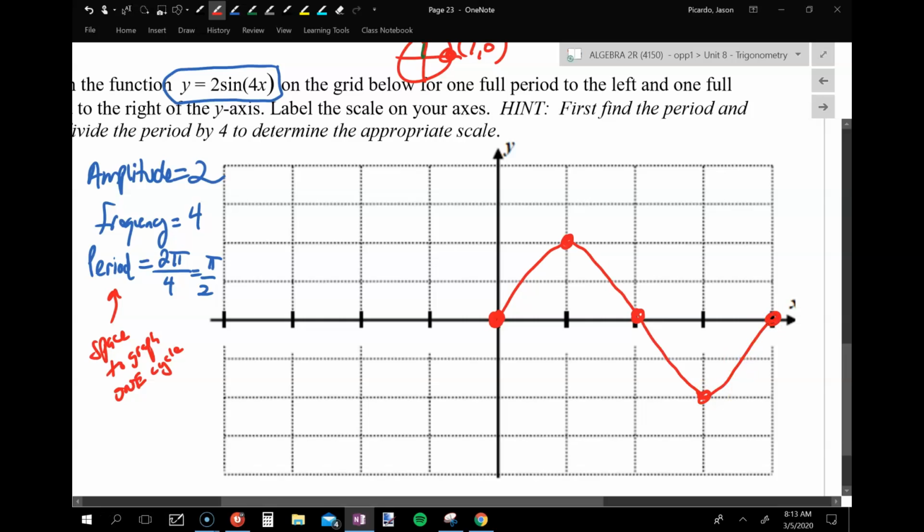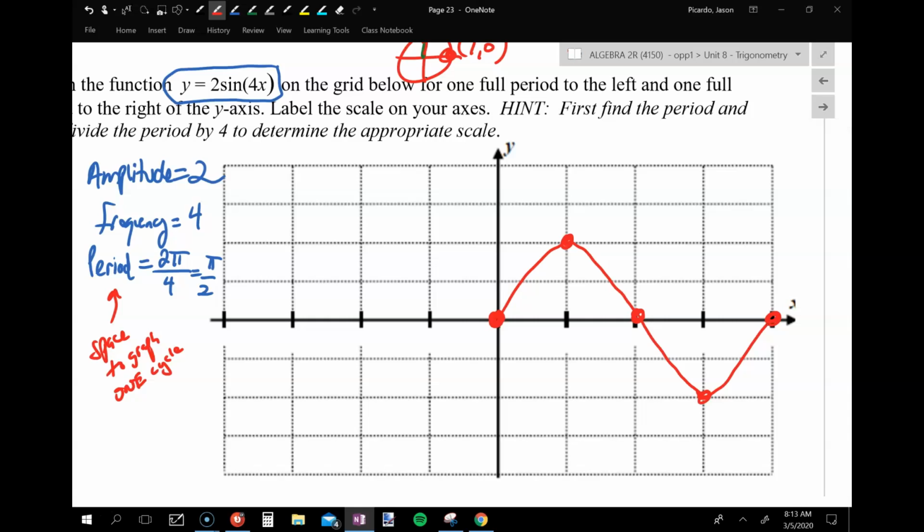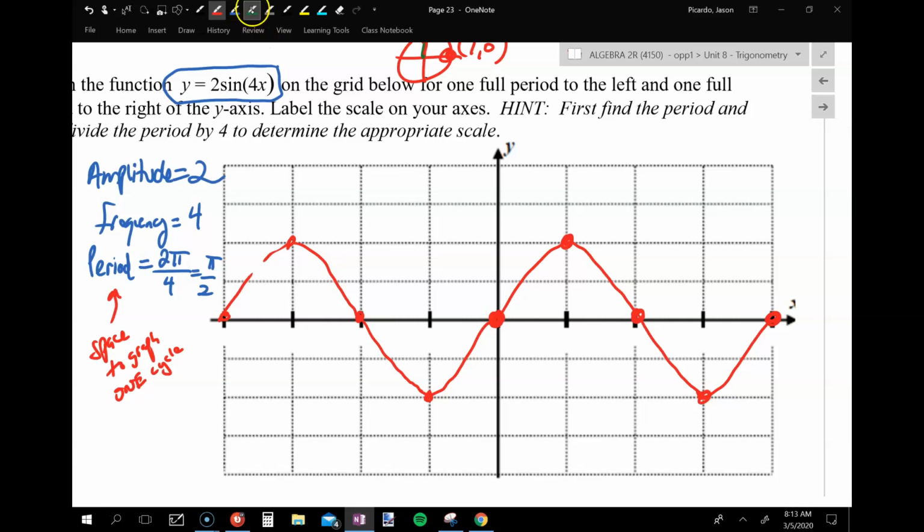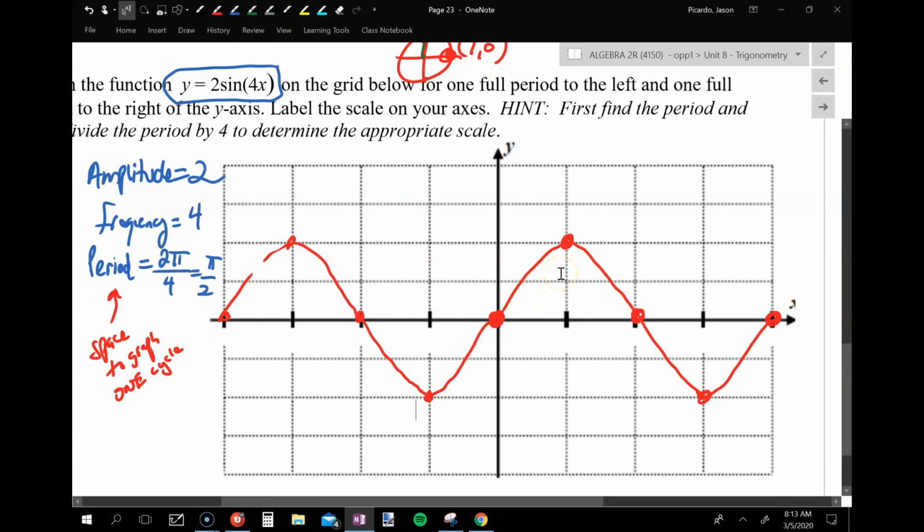That's one cycle, right? That's one cycle. Okay. If I wanted to graph another one, I could, right? Do you guys agree that it would look like this? Yes? Okay. And here's the kicker. Do I have the right amplitude on this?